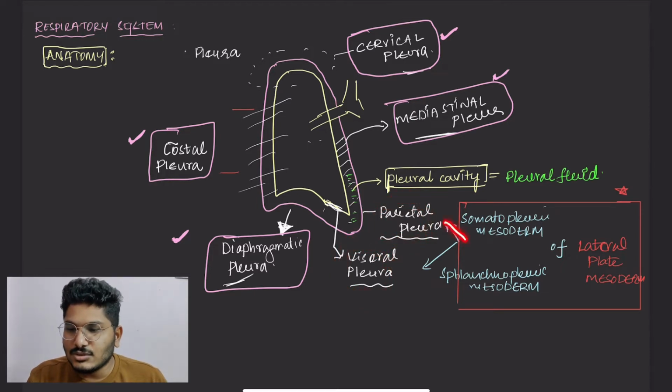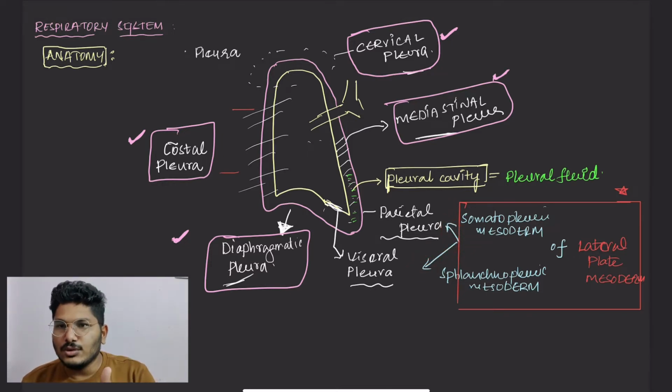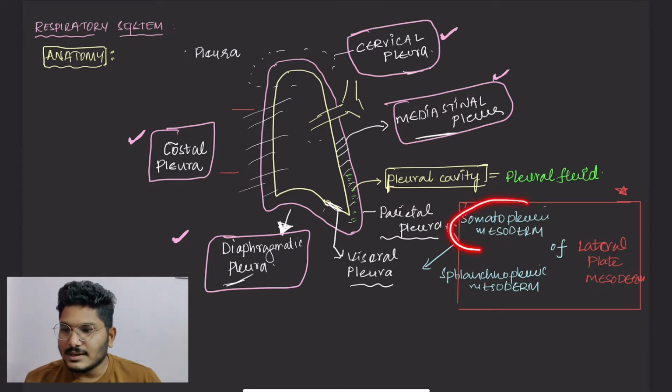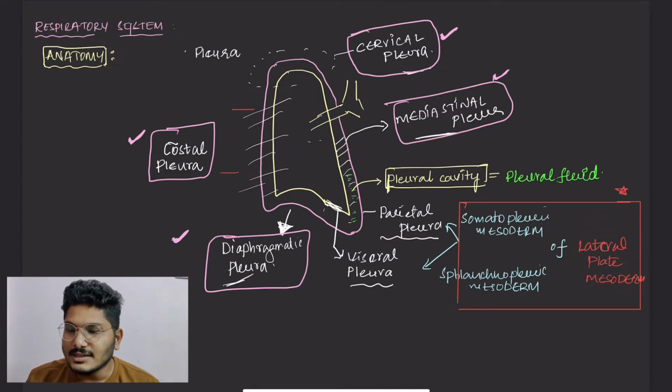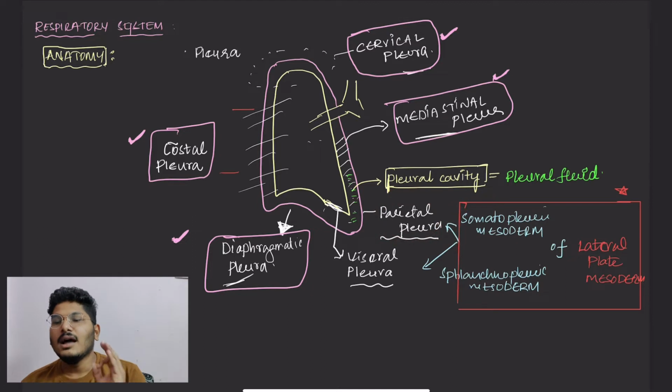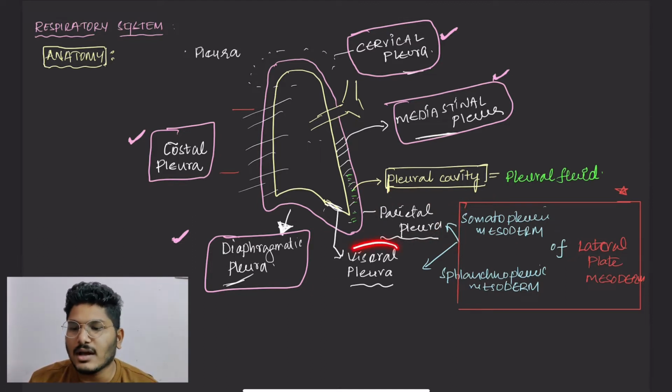Regarding the embryological relation of these two layers, the pleura, pericardium, and peritoneum, all these coverings of the lungs, heart, and the GIT or intestines, are derived embryologically from the two layers of the lateral plate mesoderm. Those are the somatopleuric layer and the splanchnopleuric layer. Similarly here, the parietal pleura is derived from the somatopleuric layer, which is a somatic layer, otherwise called the somatic pleura. The visceral layer is derived from the splanchnopleuric layer of the lateral plate mesoderm. This is the embryological correlation.